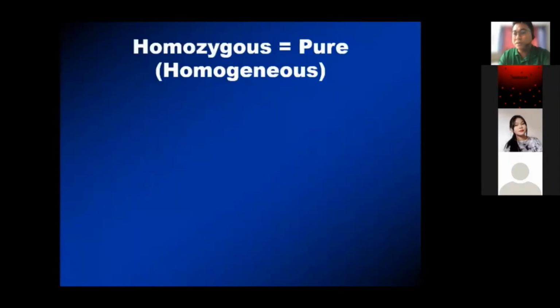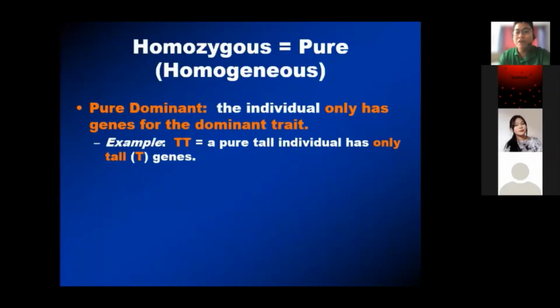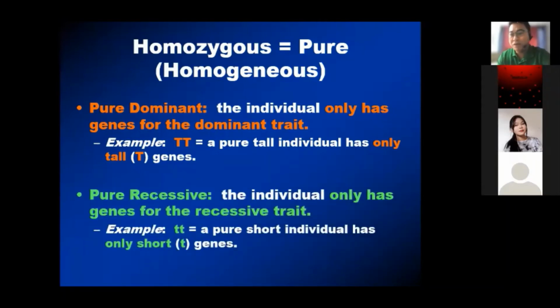So homozygous are pure or homogeneous. Pure dominant, the individual only has genes of the dominant trait. Pwede din itong pure recessive, parehong recessive. So example, big letter T and then big letter T. A pure tall individual has only tall big letter T genes. And then we have what we call the pure recessive. The individual only has genes of the recessive traits. So example is small letter T and then small letter T. A pure short individual has only short genes.